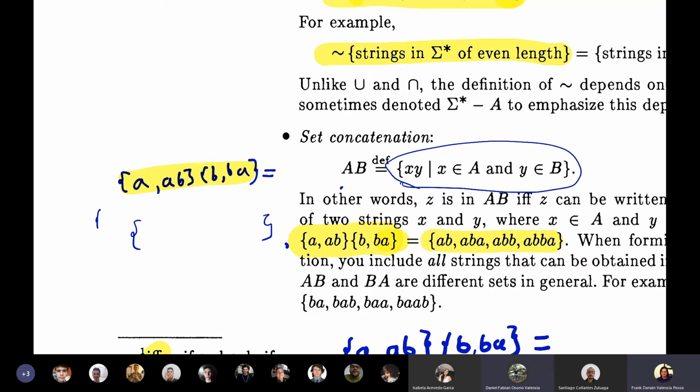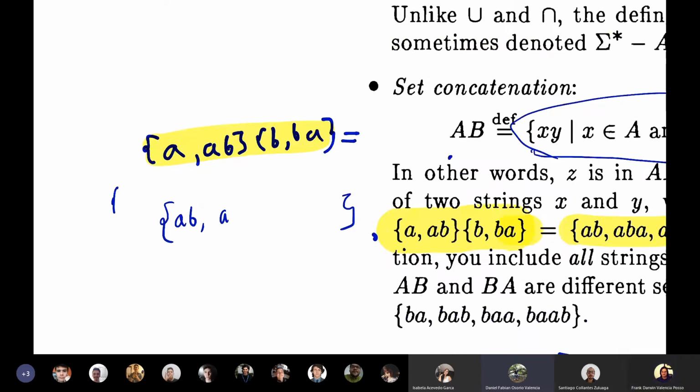I think the elements of AB will be, for instance, AB, then ABA, then ABB, and then ABBA. Exactly. And you get it.